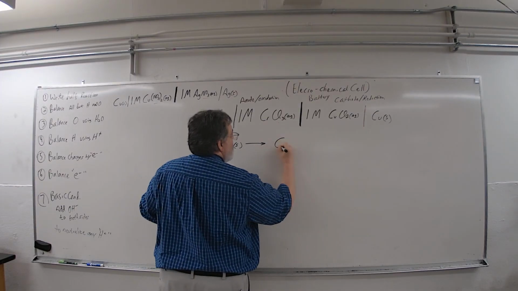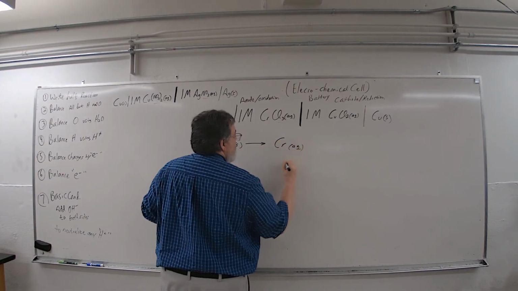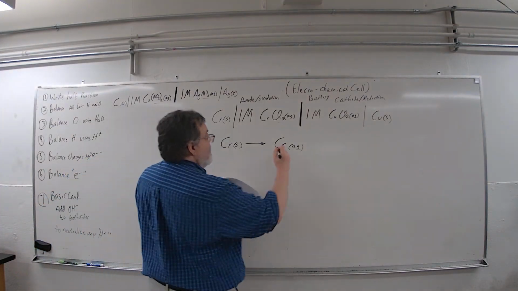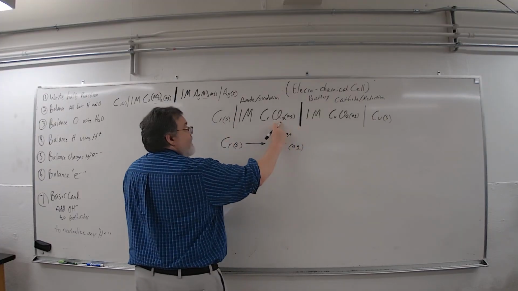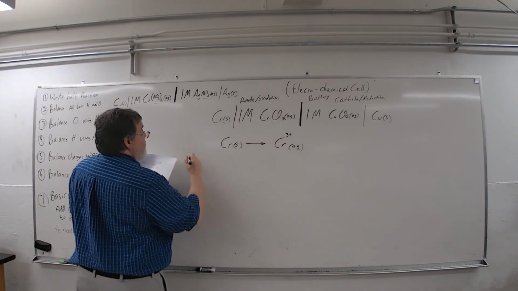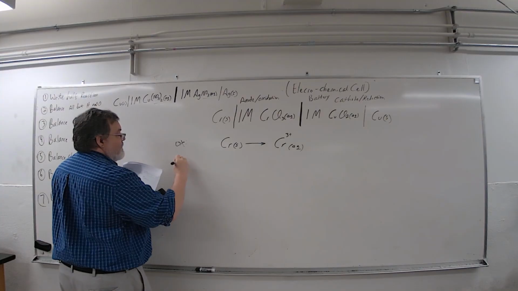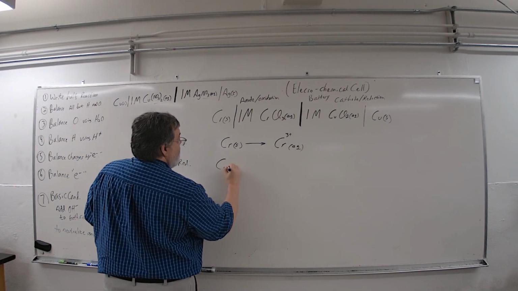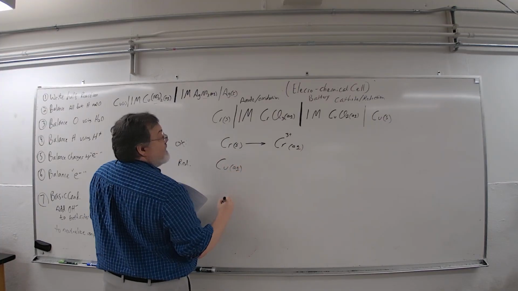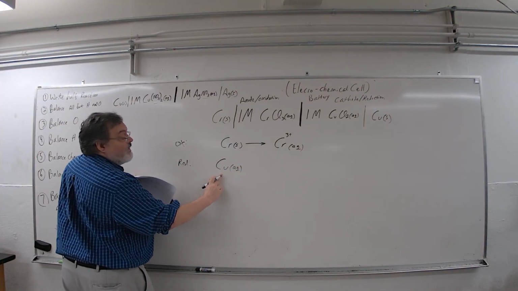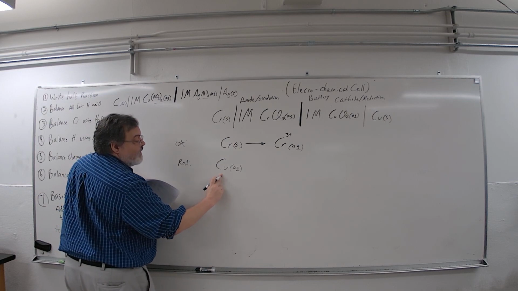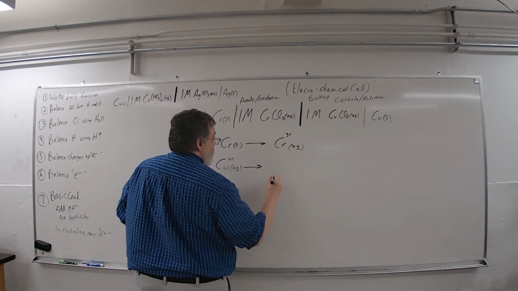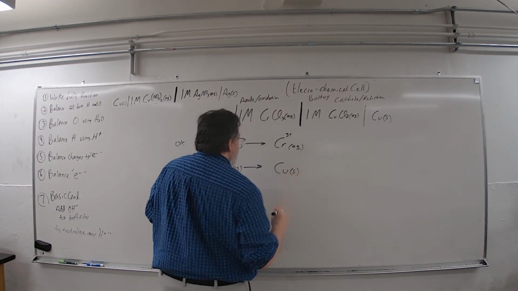It's that becomes Cr aqueous. Well, what's the charge on the Cr? 3 plus, because I've got 3 chlorines on there. So that's the oxidation half reaction. The reduction is going to be Cu. What's the charge on copper? 2 plus, yep. There's 2 chlorines on it, so it's 2 plus becomes copper solid.